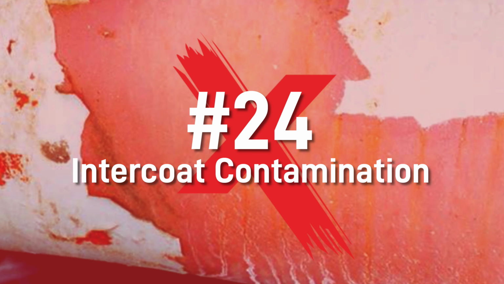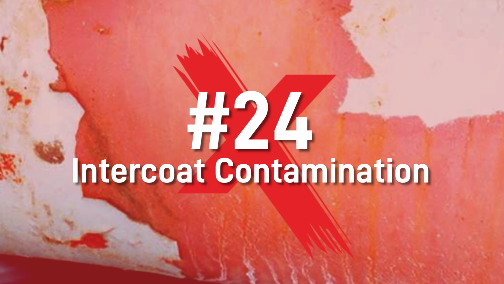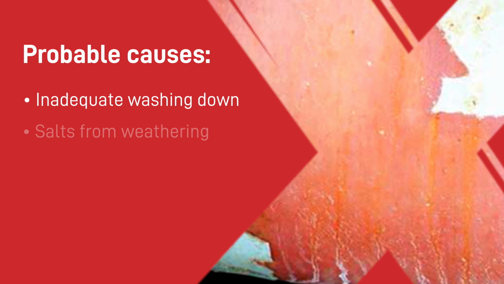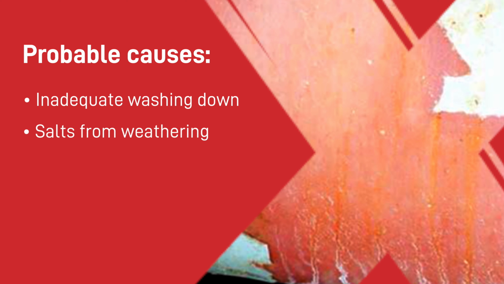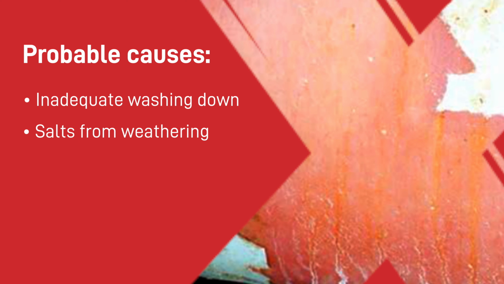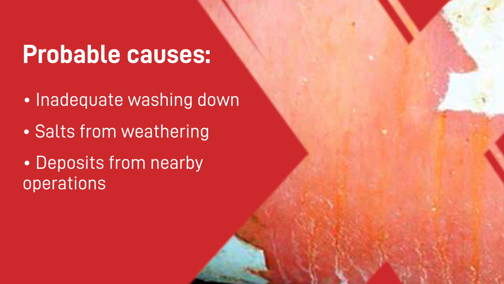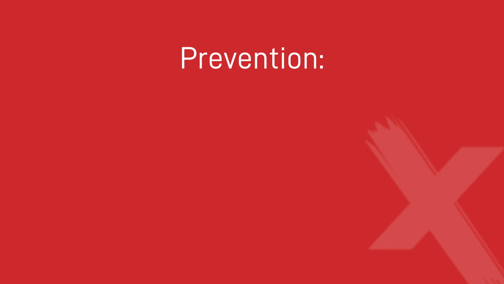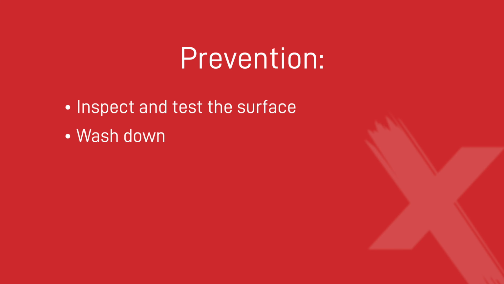Number 24, intercoat contamination, is a tricky issue to identify. Examples of this issue could be contamination from inadequate washing down of the substrate. Alternatively, salt deposits from natural weathering will appear on the surface and, if not cleaned before painting, can cause paint faults. Even foreign deposits like soot from nearby operations can add contamination to a new coating. To prevent this, carefully inspect and test the surface before paint application and wash down with fresh water if required.